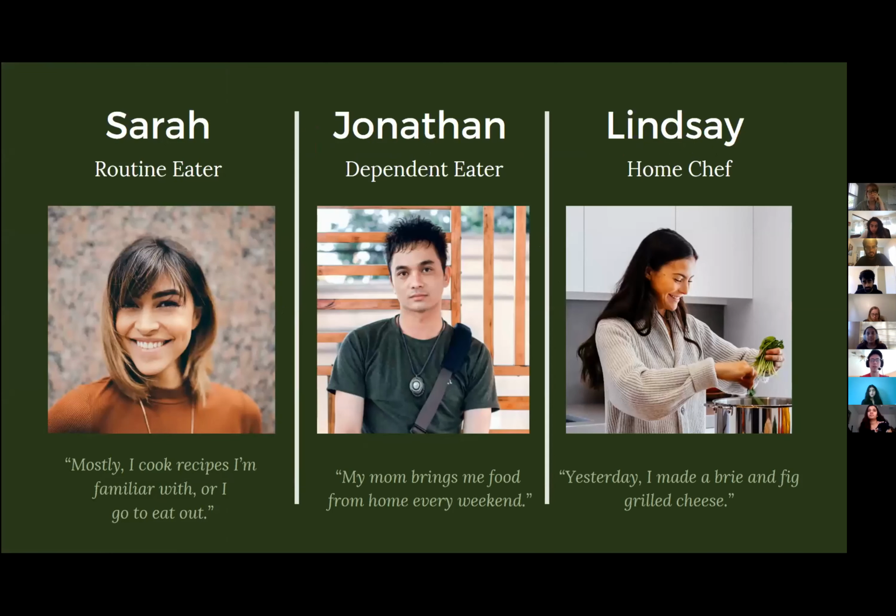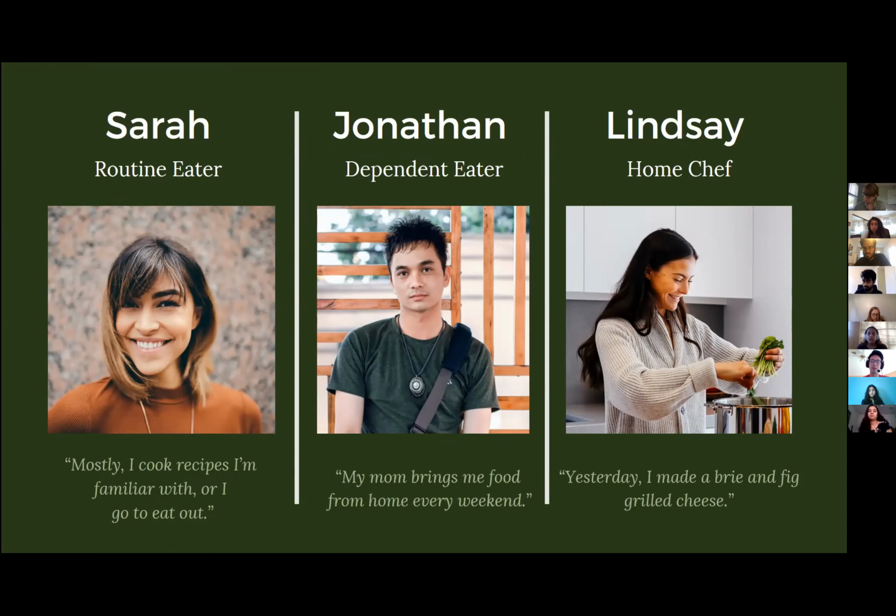Okay, and from our research, we managed to come up with 3 separate user personas, one of which we will be focusing on for the remainder of our project. So first we have Sarah, the routine eater. Sarah is the kind of person who cooks and goes out to eat, mostly as a result of her not having enough time to either cook or to learn more recipes. And because of this, she falls back on recipes and perhaps restaurants that she's already familiar with.